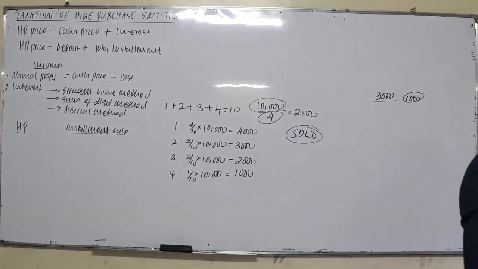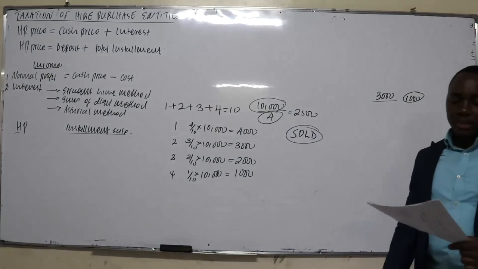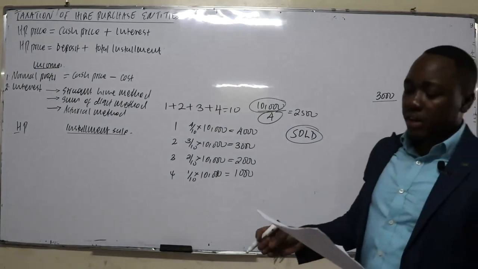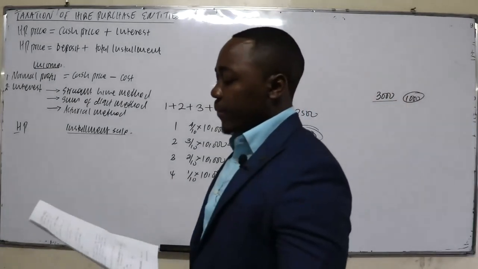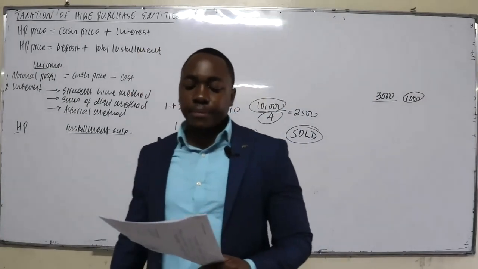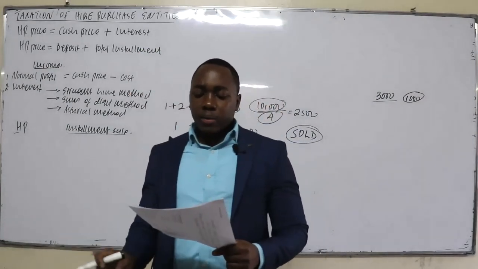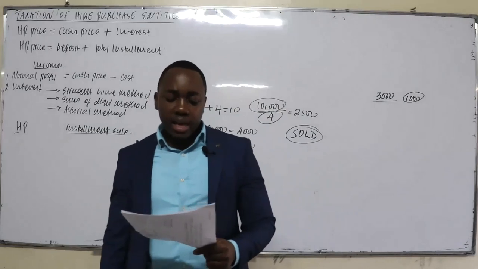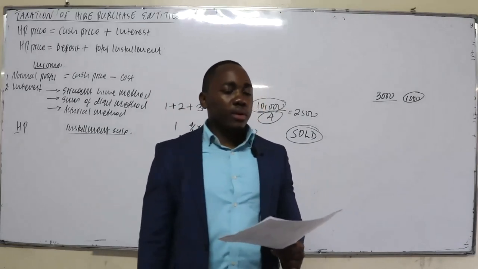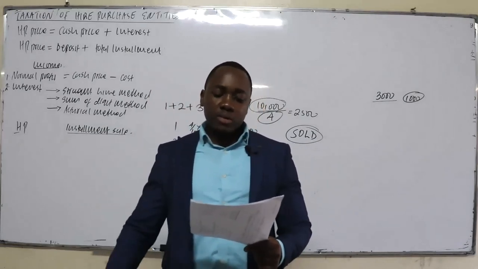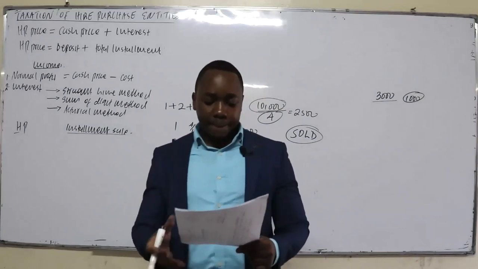Now, the higher purchase company earns income in the form of, number one, the normal gross profit, which is the difference between the cash price and the cost of sales. And then number two is the interest income. And the interest income is the difference between the higher purchase price and the cash price. Now, interest earned can be allocated to various years of income using the following methods. You can use straight line method, sum of digits, or accrual method.